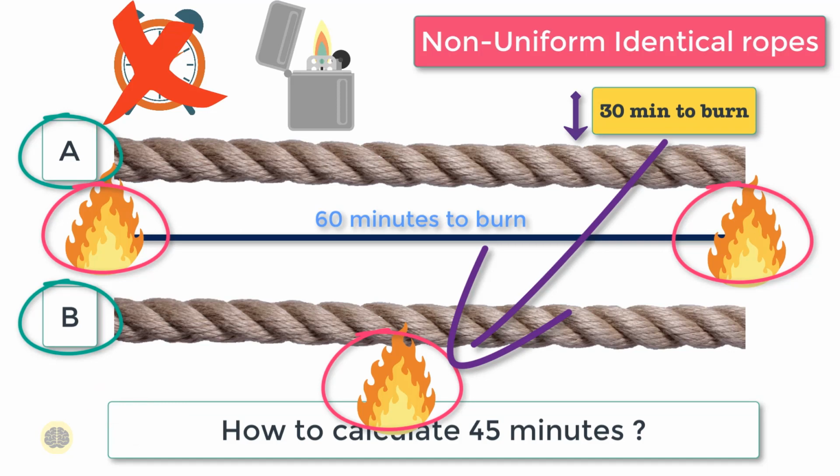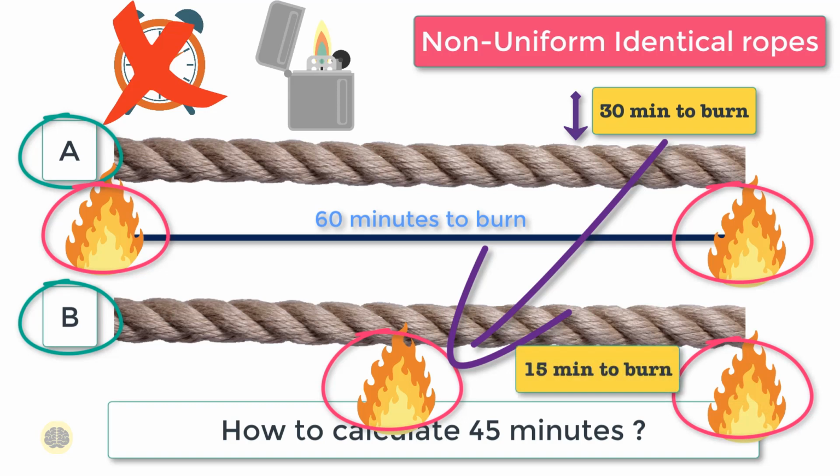It does not mean that rope B is burnt out, but it has already burned for 30 minutes and the remaining portion of the rope will burn in another 30 minutes. So at this point, light the other end of rope B as well. It will take another 15 minutes for rope B to burn completely. So that's how you are going to measure 45 minutes.